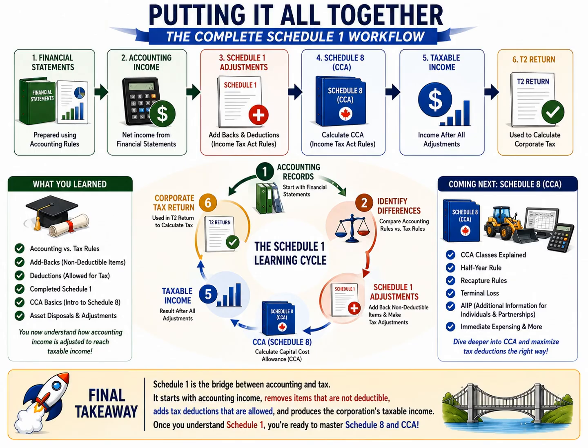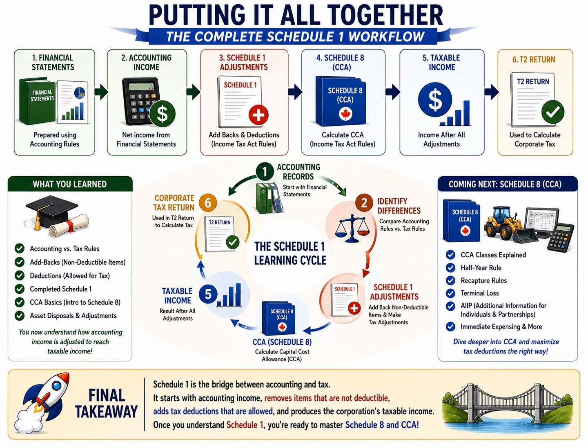This completed Schedule 1 brings together everything you've learned throughout this chapter. Rather than introducing new tax rules, it shows how all of the individual adjustments work together to convert accounting income into taxable income. The process always begins with the corporation's financial statements. These statements are prepared using accounting standards and produce the company's accounting income. This is our starting point, but it is not yet the amount that will be taxed.